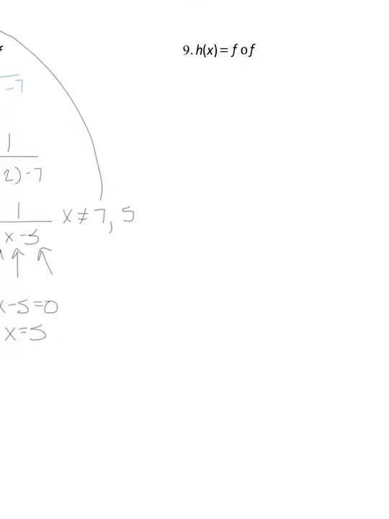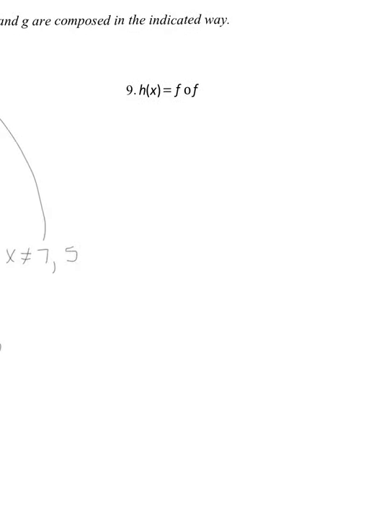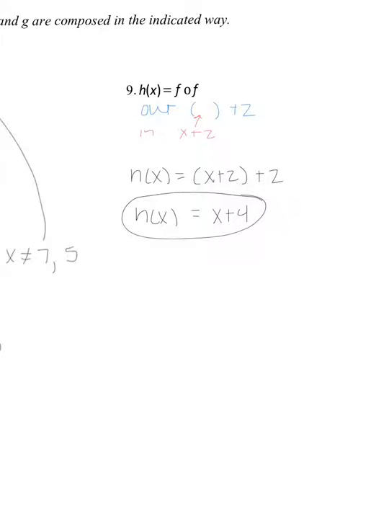All right, number 9 is super good times. We are going to put the function f into itself. So in this case, our outside is something plus 2, and our inside is also x plus 2. And so we put that into the parentheses. So h of x equals x plus 2 plus 2. So h of x is x plus 4. And because I did not use g at all, I don't need a domain restriction.